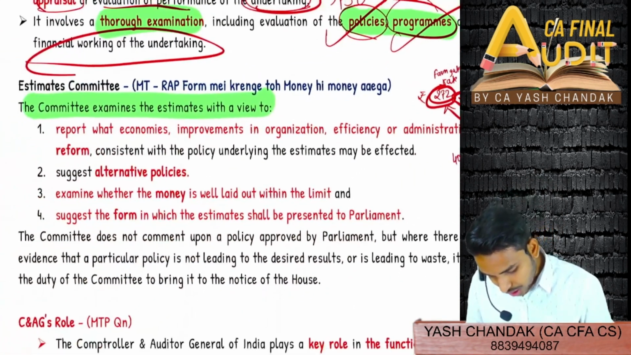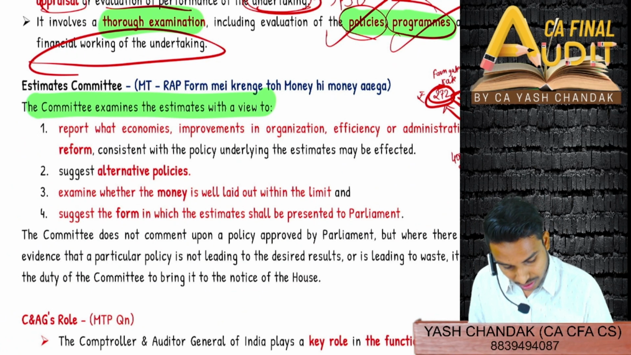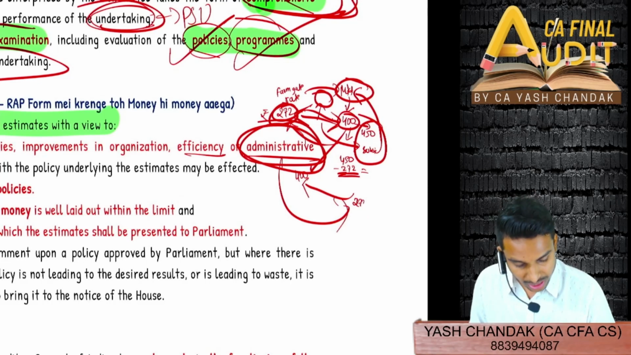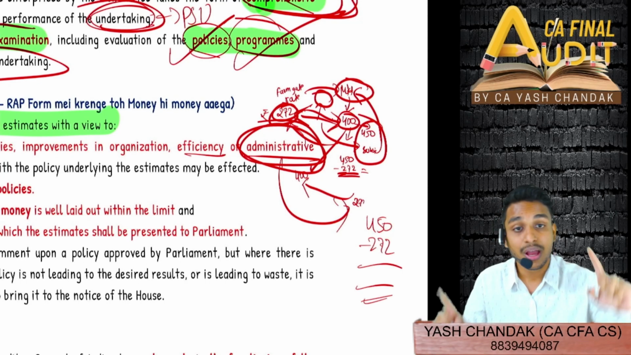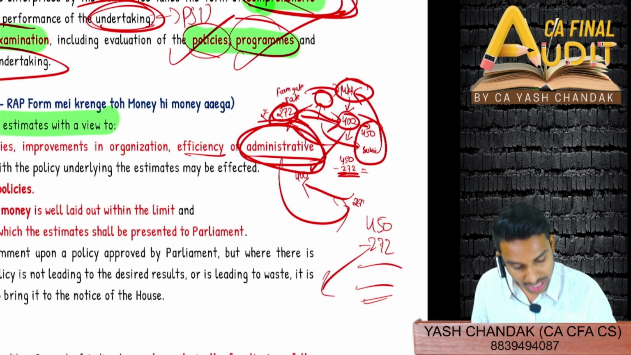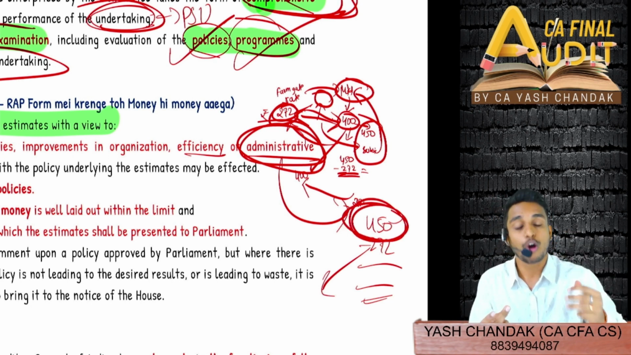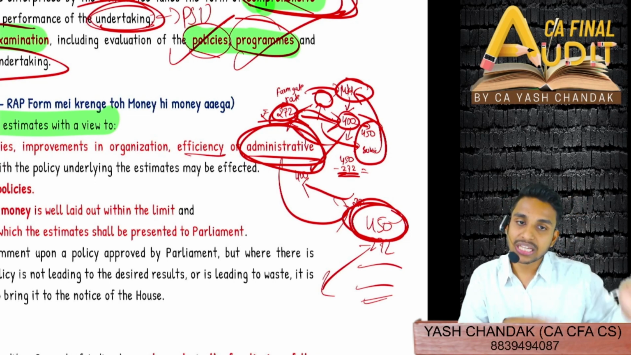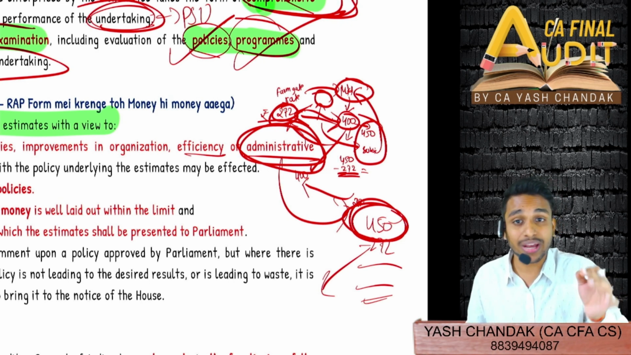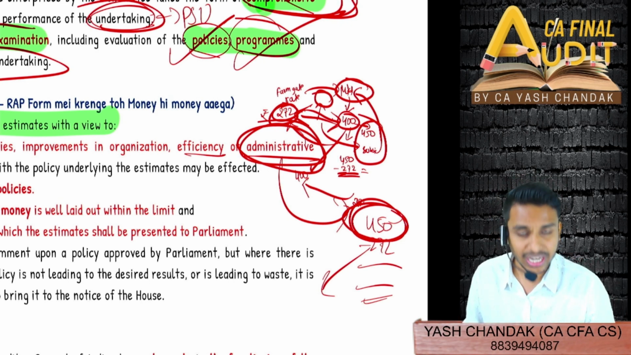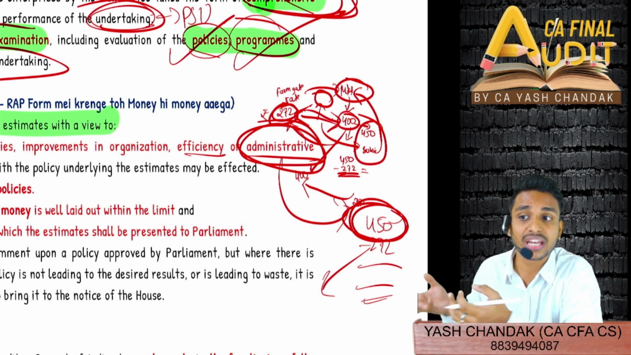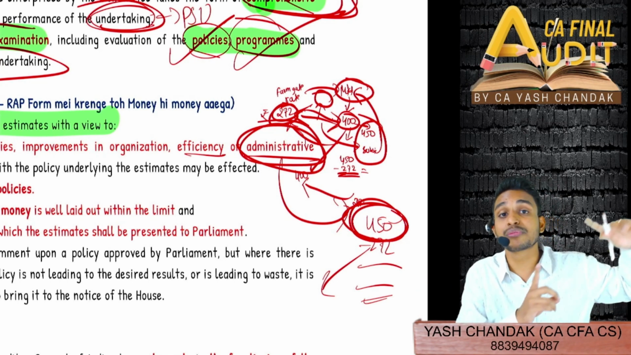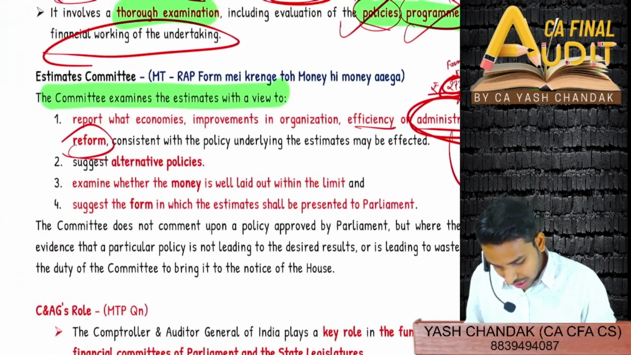So let's see here. Report what economies, improvements in organization, efficiency, or administrative reforms. Like, this is an administrative reform. Instead of giving 450 minus 272 as a subsidy to the market participants and telling them to sell at 272, let them sell at 400 itself, the actual market rate, so that they won't inflate the cost. And they will give the subsidy directly to the farmers' accounts, those who are actually in farming. Instead, what used to happen is that the manufacturers who are not actually into farming were getting the subsidy. Instead of that, they can directly give the subsidy to the farmers' accounts, right? So that is an alternative policy.